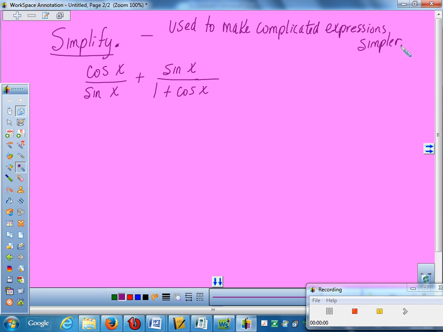Okay, so in this case, what you're basically going to do here is you're going to apply your algebra knowledge, and then you're going to throw these trig identities in. Now, this is when it's already all sines and cosines.